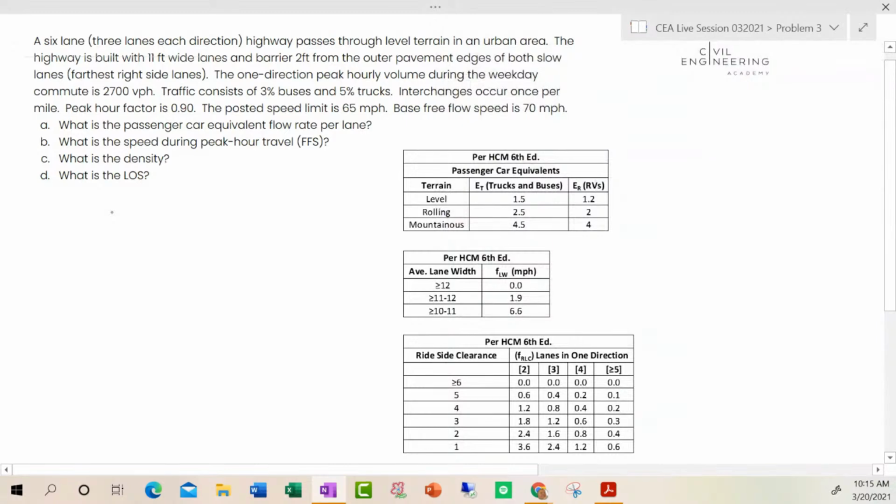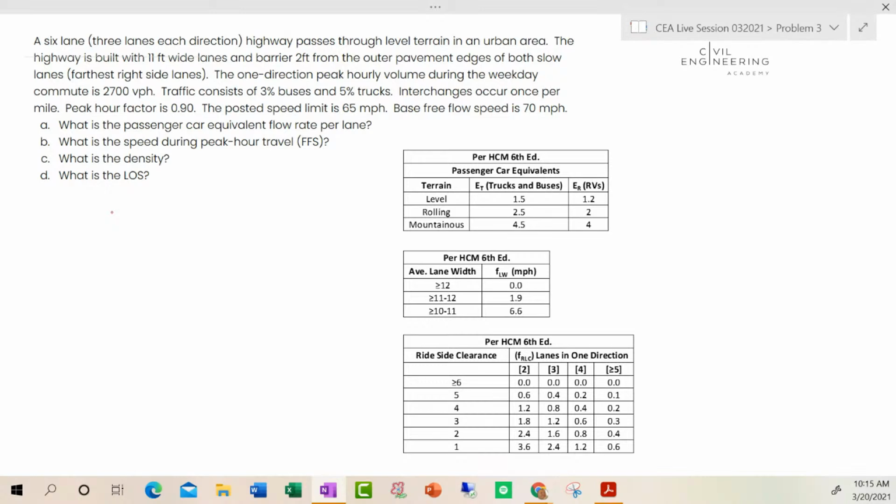Okay. This one's a little more involved. This one's a little more in depth. This is a classic kind of highway capacity problem that you want to get a feel for, because most likely you'll encounter something similar in a testing situation.